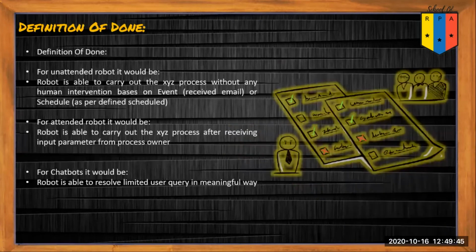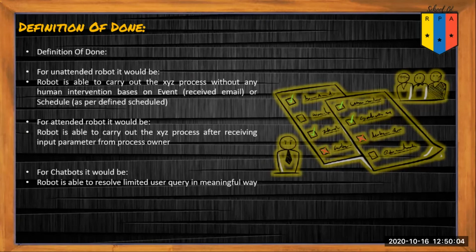Now let's come to definition of done. All user stories must have a definition of done. Definition of done is how we know that we have completed a user story, right? So since I did not know what kind of bot you guys will be working on, I have taken DoD for three of the bots.